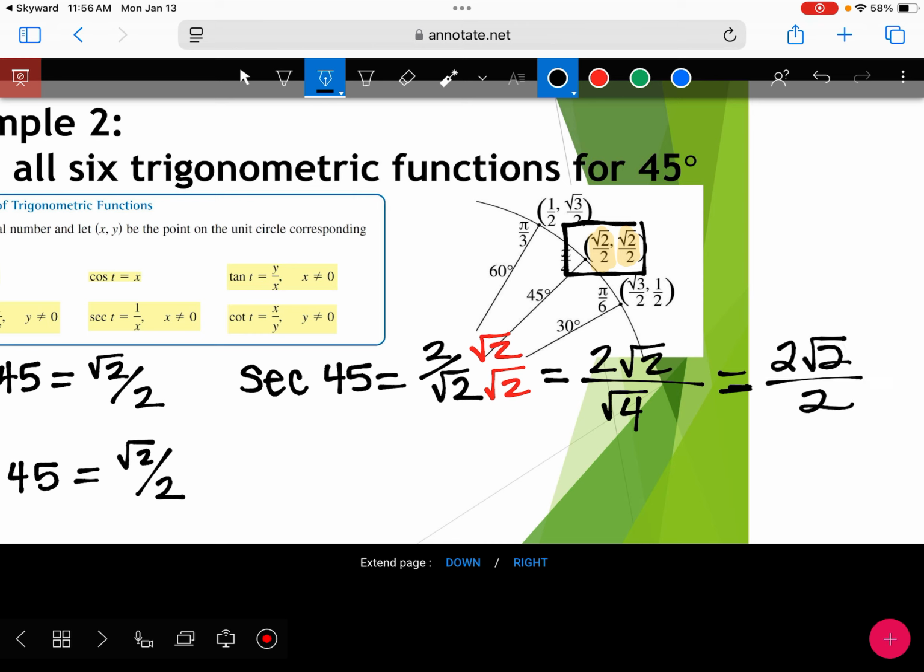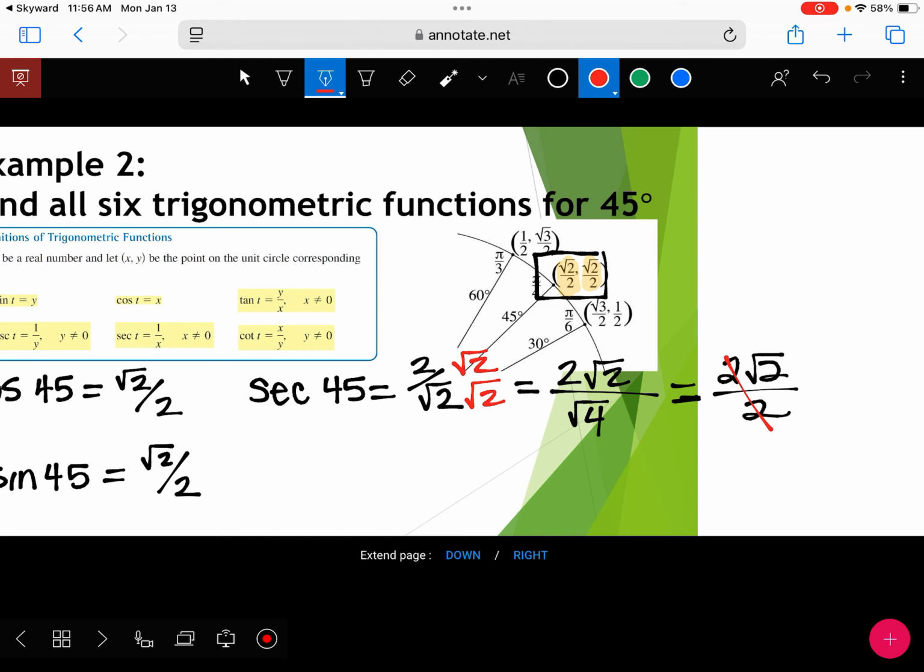Can I do anything else? What do you think? I can cancel the 2's. On the outside, 2 divided by 2 is 1. So my final answer for the secant of 45 is positive root 2. Now, we don't need to go through the same steps for cosecant, because the cosecant of 45 is going to be the same as the secant. So it's root 2.